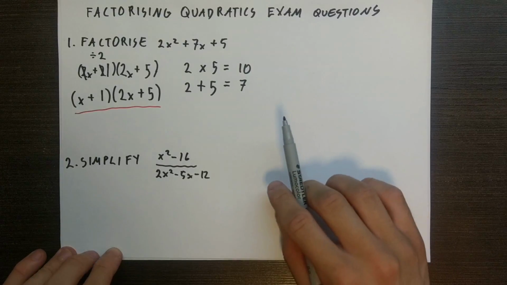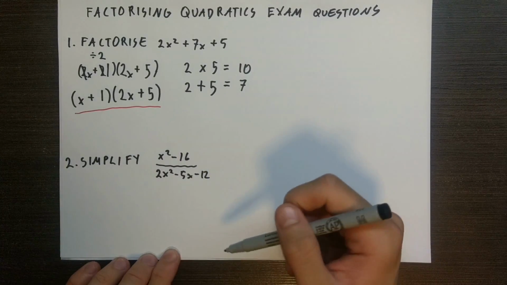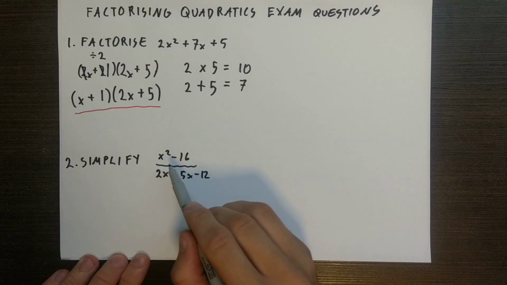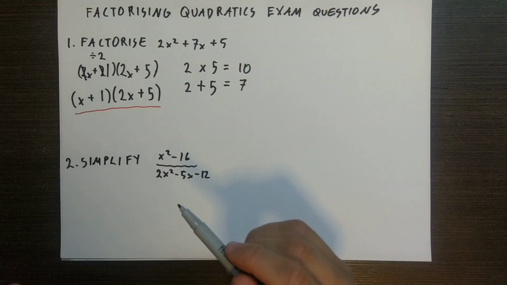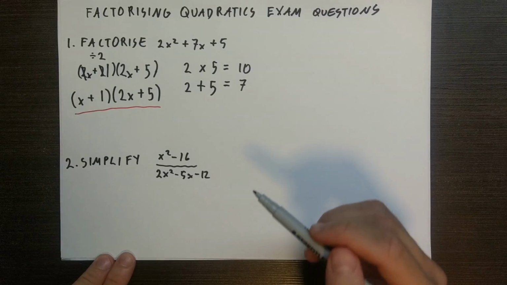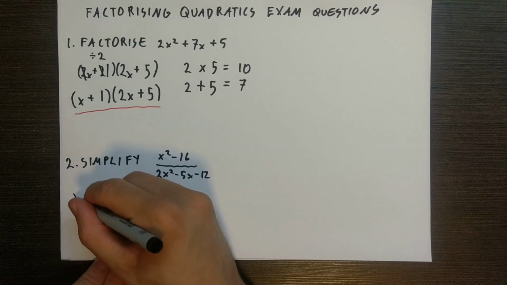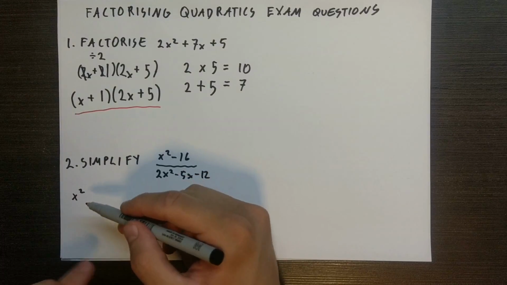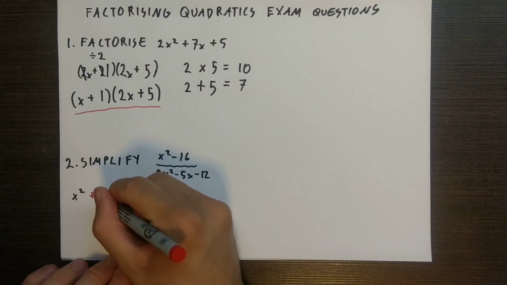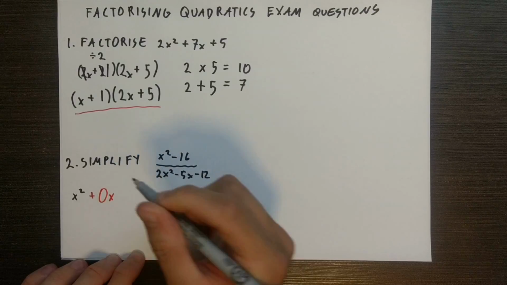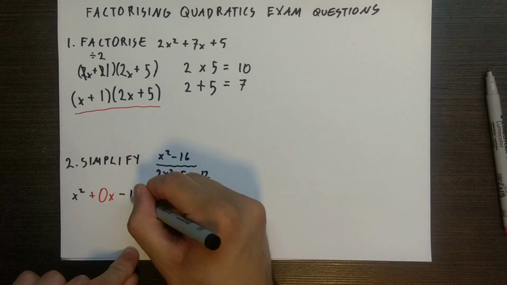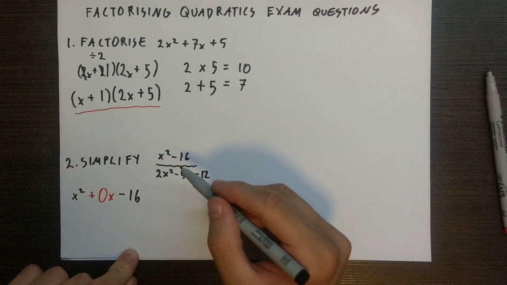So, first of all, let's figure out the top part. We have x squared minus 16. How do we factorize that? Well, if you think about it, essentially what it means is x squared, because it's squared, therefore it's a quadratic, plus 0x minus 16. That's how we can treat this equation.